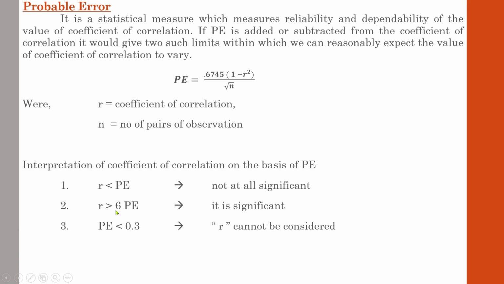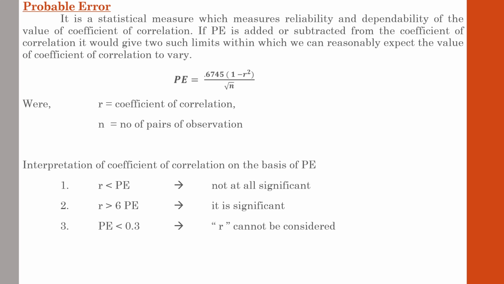Next one, if the probable error is less than 0.3, you can say that R cannot be considered. And next one, if the probable error is very small, we can say that correlation is existing, but you can't find the limits of that correlation. That means the lower limit and the upper limit. So these are the various interpretations that have to be kept in mind.